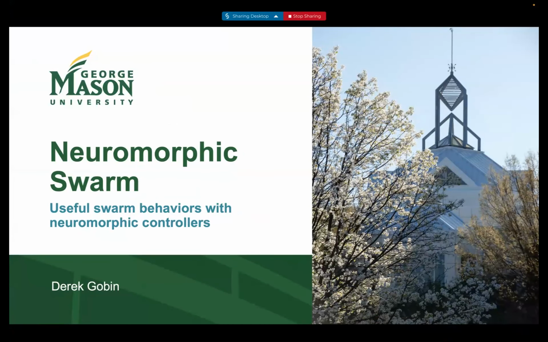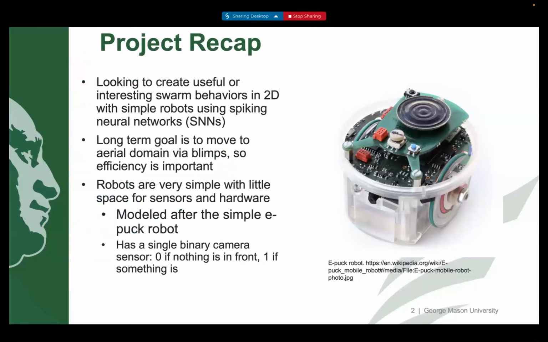Thanks. All right, so my project was looking at neuromorphic swarm behavior. Just as a quick recap, I was looking to create useful or interesting swarm behaviors in 2D with simple robots using spiking neural networks. The long-term goal is to move to the aerial domain via blimps, so efficiency is important, but this was a baseline of whether interesting behaviors could be found at all and what those behaviors might be.